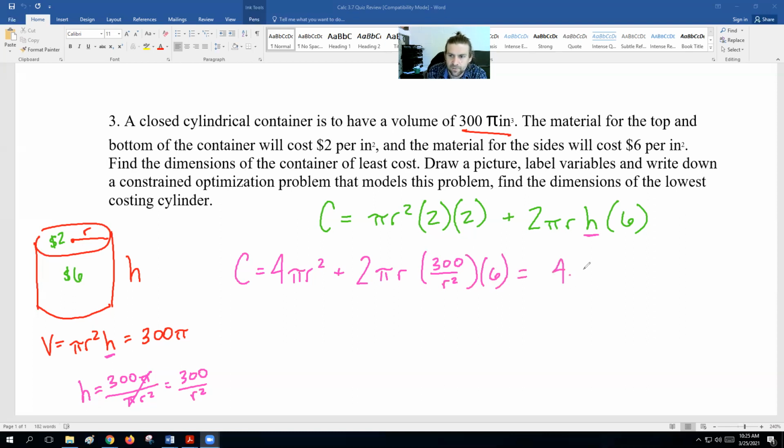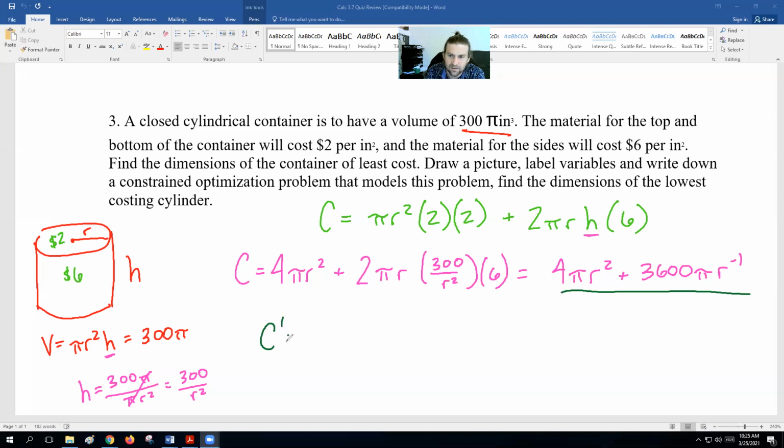Okay, so this would be 4 pi r squared. What do we got here? What's 2 times 300? That'd be 600. Times 6, that'd be 3,600. And then pi. And if we times by r, but then divide by r squared, that'd be dividing by r, so we're going to put r to the negative 1 power. Okay, so this is the formula that we're going to take the derivative of.